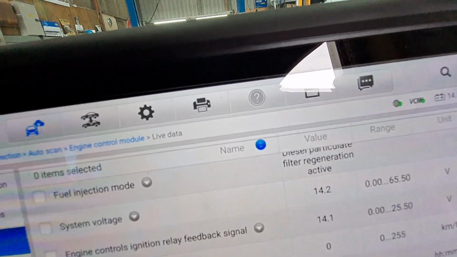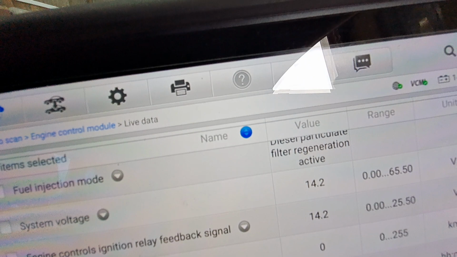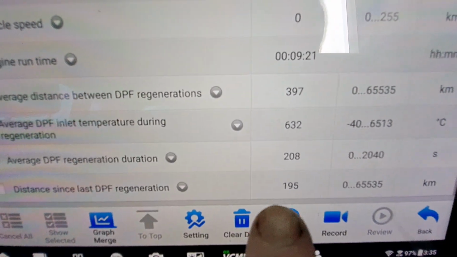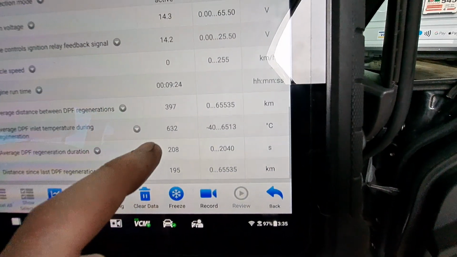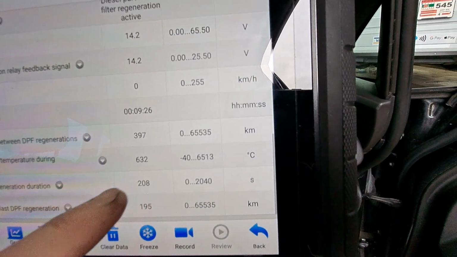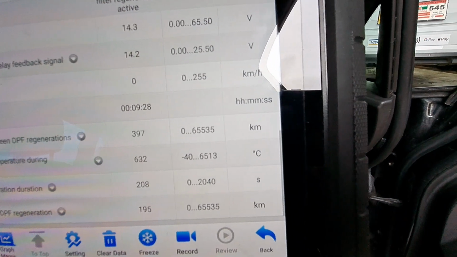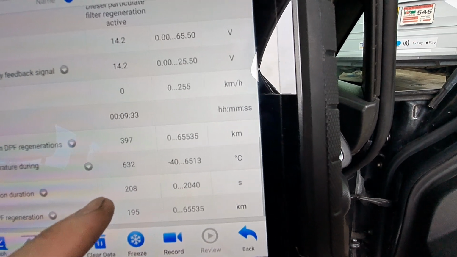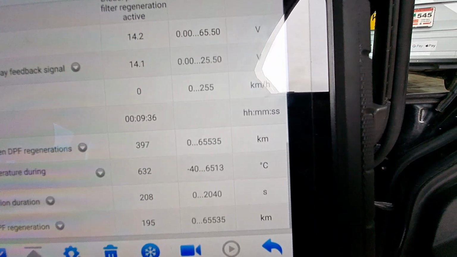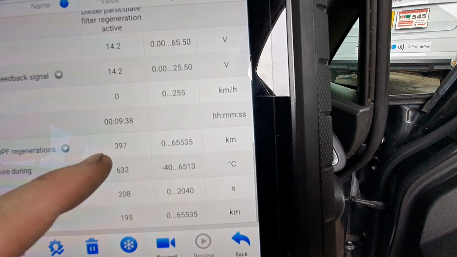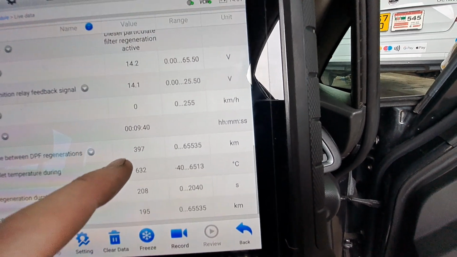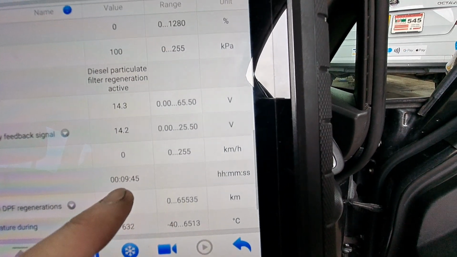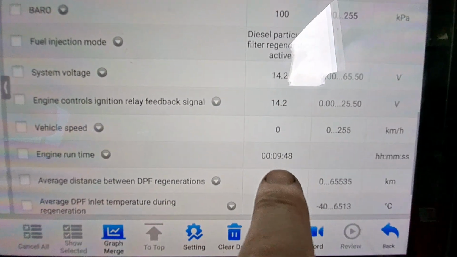So the car... According to this, yep. So we last did a regen 195 kilometres ago. Apparently, average distance... duration is 208 seconds. DPF regeneration 397 kilometers distance. Engine run time 9 minutes.